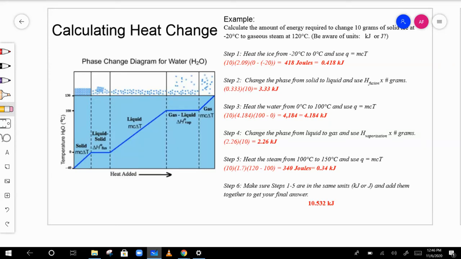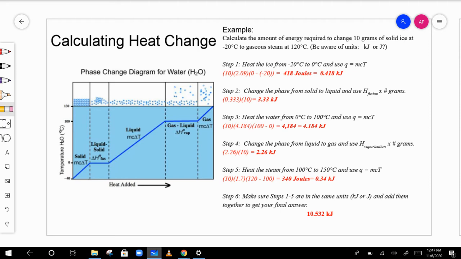Okay, hello everyone. Our goal for today is to understand what is going on in this slide that I'm looking at right here. We're trying to figure out if we're given a problem like this, can we answer it? The idea is we're calculating the amount of energy required to change 10 grams of solid ice at negative 20 degrees Celsius to gaseous steam at 120 degrees Celsius. A little hint here: as we do this problem, we have to be aware of kilojoules and joules.